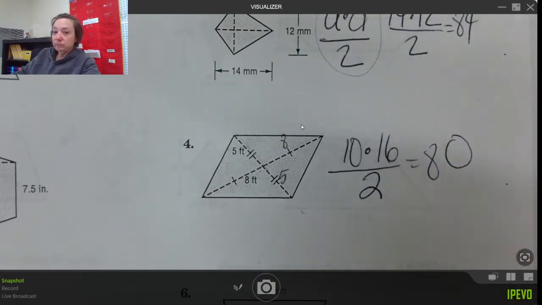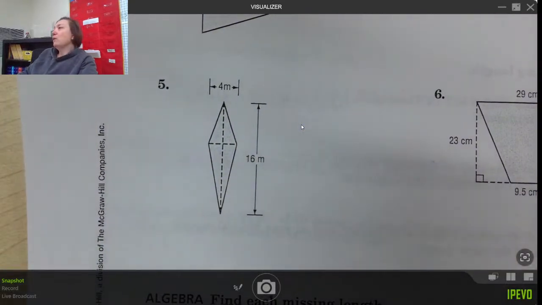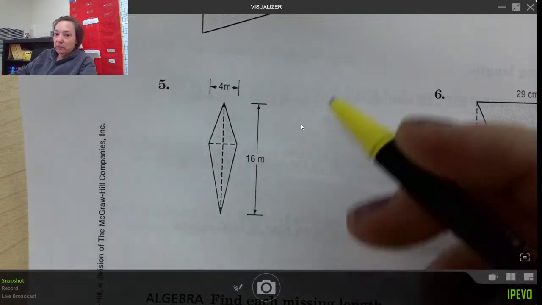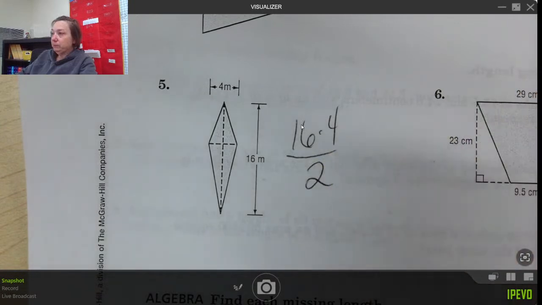Right? So if you look at this one right here, do y'all see why I thought we could squeeze this one in yesterday? It just didn't happen. Okay, on this one right here, same thing: 16 times 4 divided by 2.